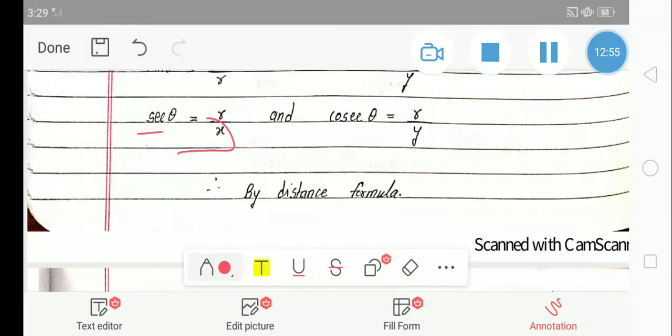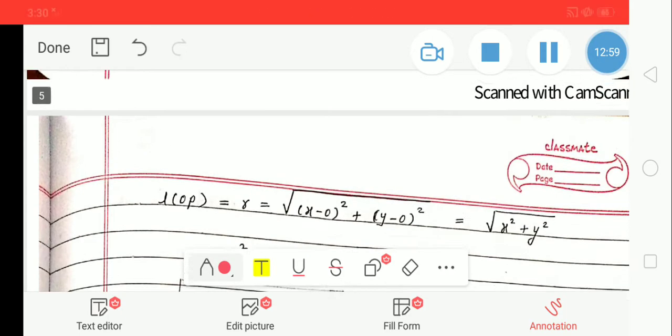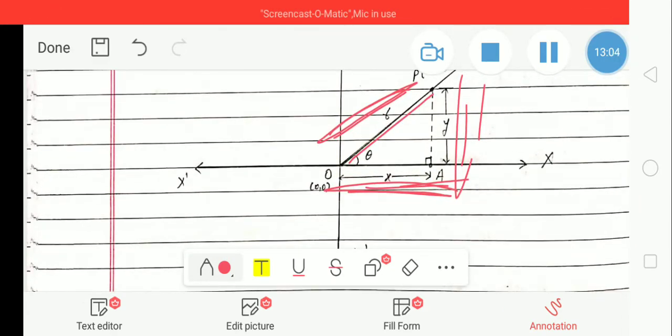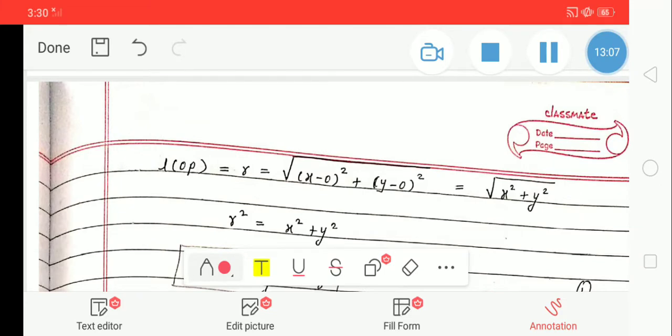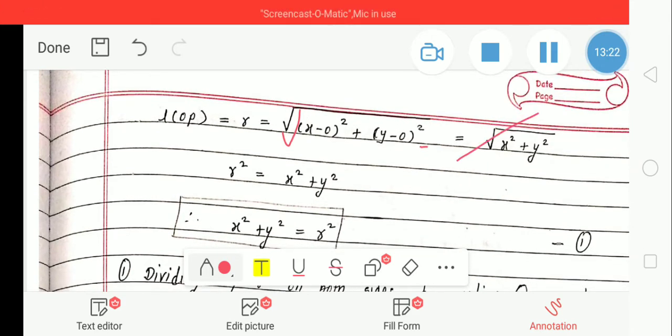By the distance formula, the length of OP is equal to r, which means the length from O to P, the radius, is equal to r. Under root, we know that under root (x minus 0) square plus (y minus 0) square is equal to under root x square plus y square. Squaring both sides, r square is equal to x square plus y square.